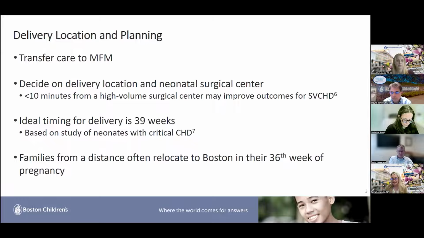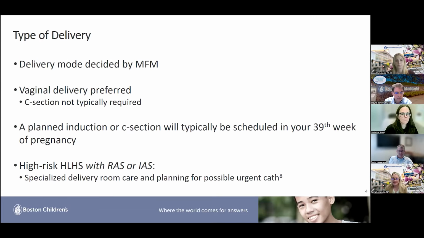If you're traveling from a distance, we recommend relocating to Boston in your 36th week of pregnancy so that you're close by if you go into labor early, because we all know babies don't always follow our plans. The type of delivery is typically a decision you will make with your MFM, but vaginal delivery is preferred when possible. An induction or C-section will likely be scheduled during your 39th week of pregnancy. The MFM team does not usually allow for delivery after 40 weeks because the placenta gets tired for babies with congenital heart disease. This delivery plan may change if your baby has high-risk HLHS or if there are other maternal or fetal health concerns.